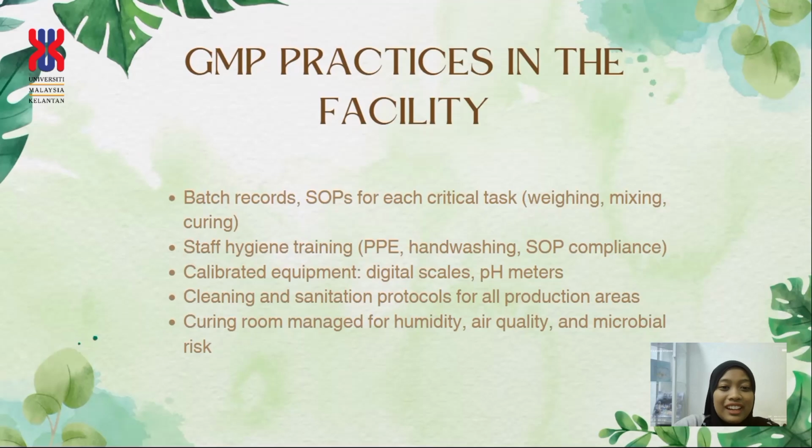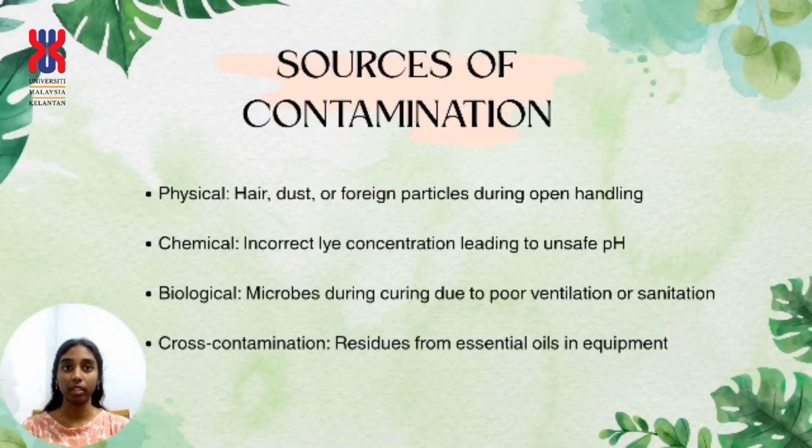This high risk zone is monitored for humidity and air quality, and is cleaned routinely to avoid microbial growth. These practices ensure our soap is produced safely, hygienically, and in line with WHO, the ICH, and NPRA GMP standards. There are a few sources of contamination that may happen during the process. First, we have physical contamination.